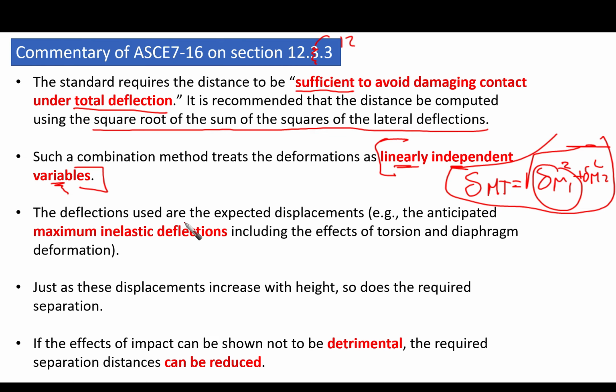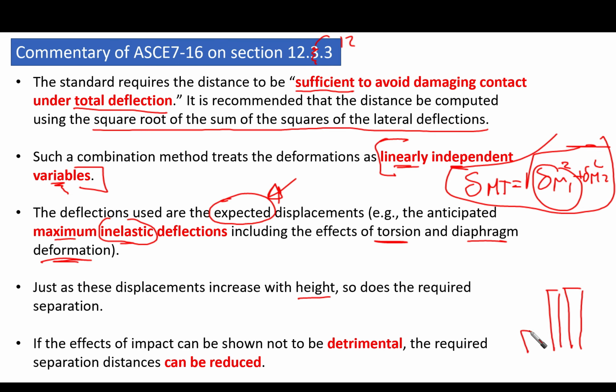The deflections used are the expected displacement. This word is a key word here, expected. E.g., the anticipated maximum inelastic deflections, including the effects of torsion and diaphragm deformation if we have. That's why the word inelastic is repeated here, maximum inelastic. Just as these displacements increase with height, the more height we have, if we have buildings like this, for example, it is different than two buildings like this. The separation here is going to be smaller than the separation here. Why?